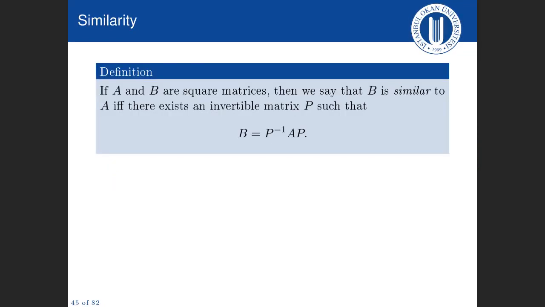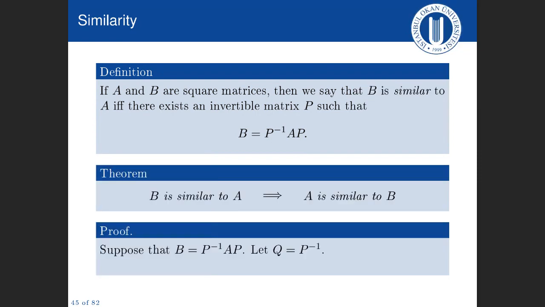If A and B are square matrices, then we say that B is similar to A if and only if there exists an invertible matrix P such that B is equal to P inverse AP. And I want to prove that if B is similar to A, then A is similar to B. And we can prove it like this.